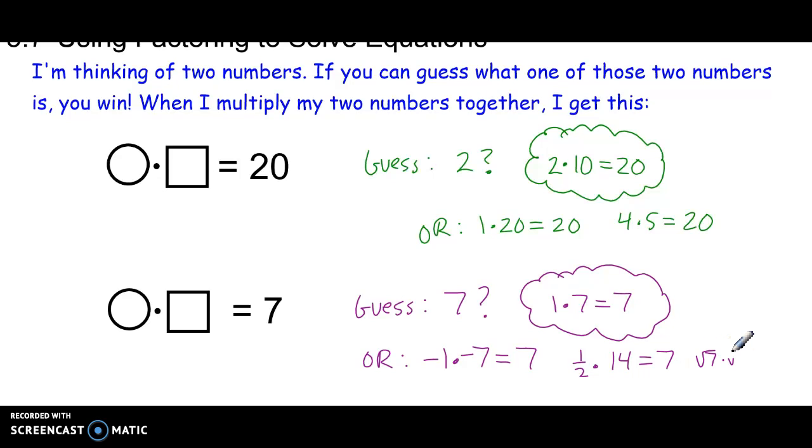And to be really bad, it could be the square root of 7 times the square root of 7. They can even be irrational numbers. So really, although you thought that product equals 7 was better than product equals 20, it's not actually any better. It's just as bad. There are way too many possible products for your guess to be confident.